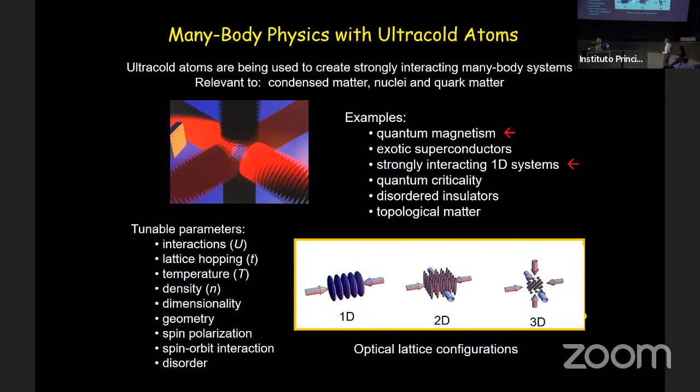The same is true in the middle optical lattice. This is a two-dimensional optical lattice that produces a two-dimensional array of 1D tubes. And those 1D tubes can be, in exactly the same way as the 1D lattice, completely isolated, so you have an array of isolated one-dimensional systems.